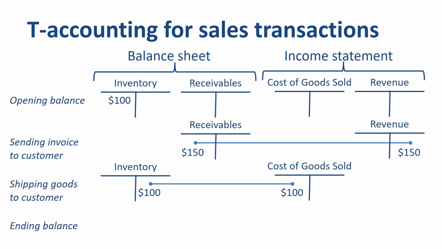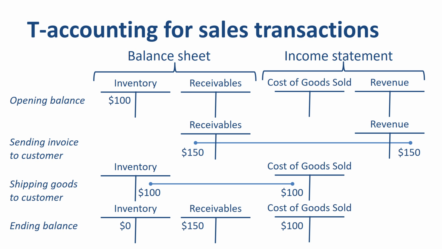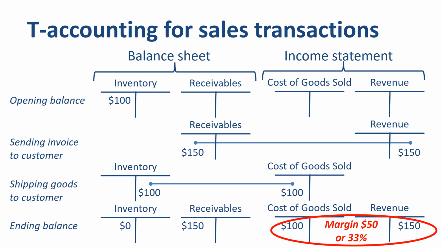If at the end of the period we now add up the opening balance and the two transactions, sending the invoice and shipping the goods, we get to the ending balances of the four accounts we used. Inventory is now $0, receivables is $150, this is money still to be collected, cost of goods sold is $100, and revenue $150. The difference between revenue and cost of goods sold is a positive $50.